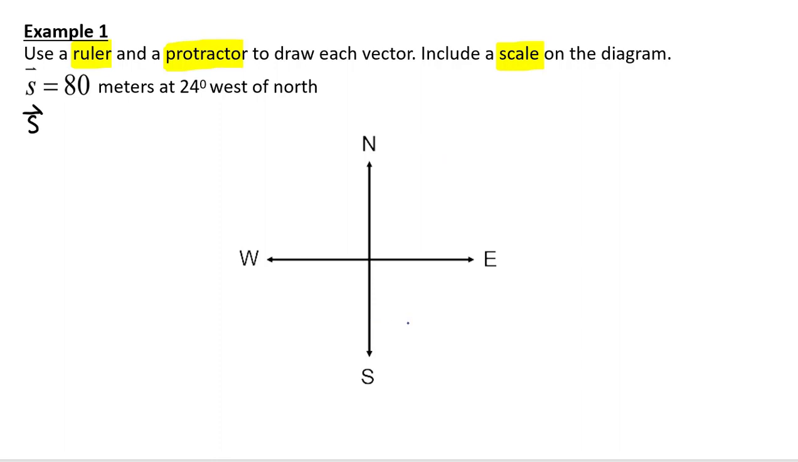I just want you guys to be able to sketch it. 24 degrees west of north. So north is here. I go 24 degrees to the west of that, and that is 80 units long. I'm just worried about you guys getting that in the correct direction.